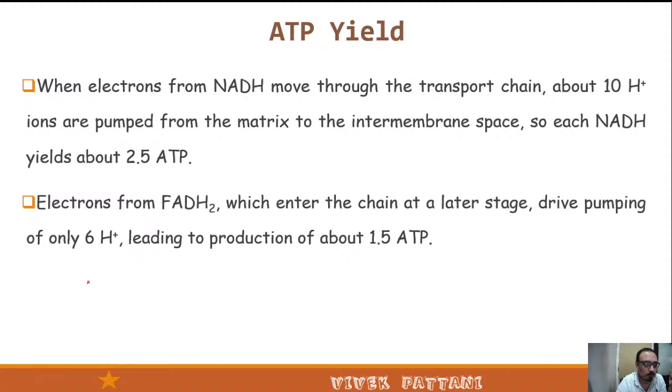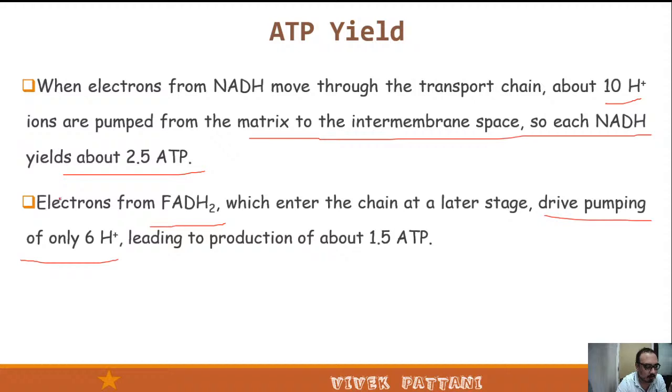When electrons from NADH move through the transport chain, about 10 hydrogen ions are pumped from the matrix to the intermembrane space, so each NADH yields about 2.5 ATPs. In the case of FADH2, the pumping of only 6 hydrogen ions leads to the production of 1.5 ATPs per FADH2 molecule.